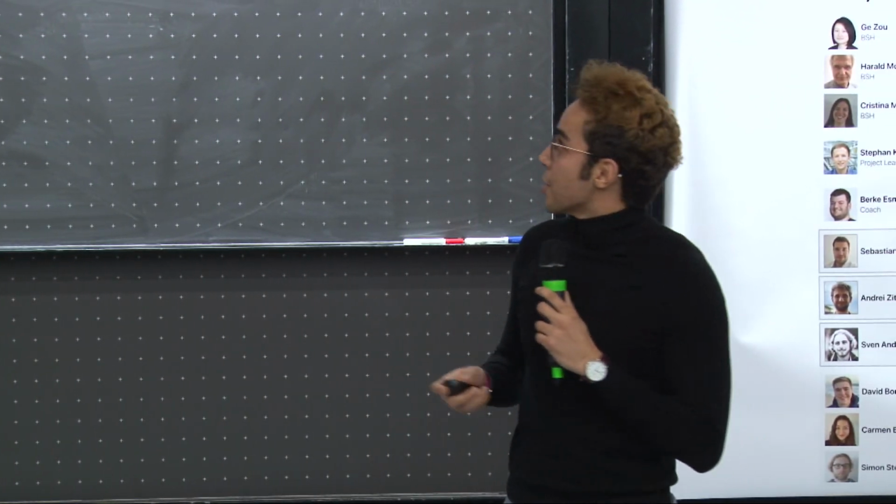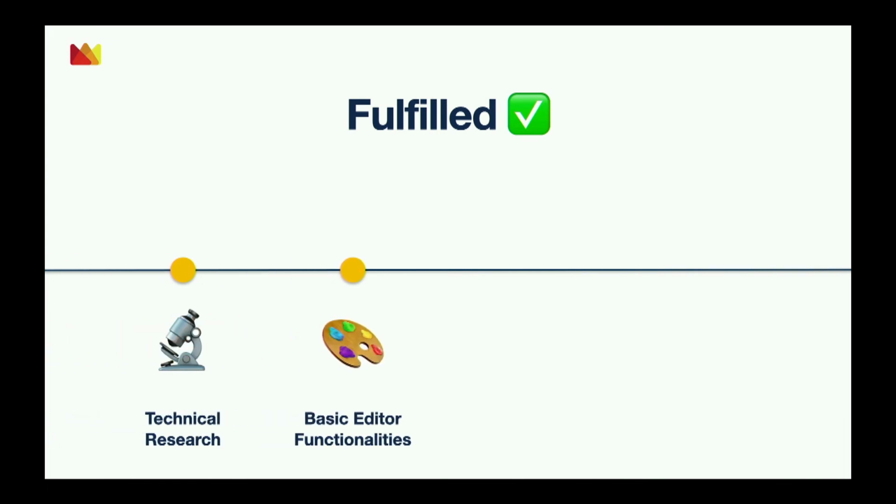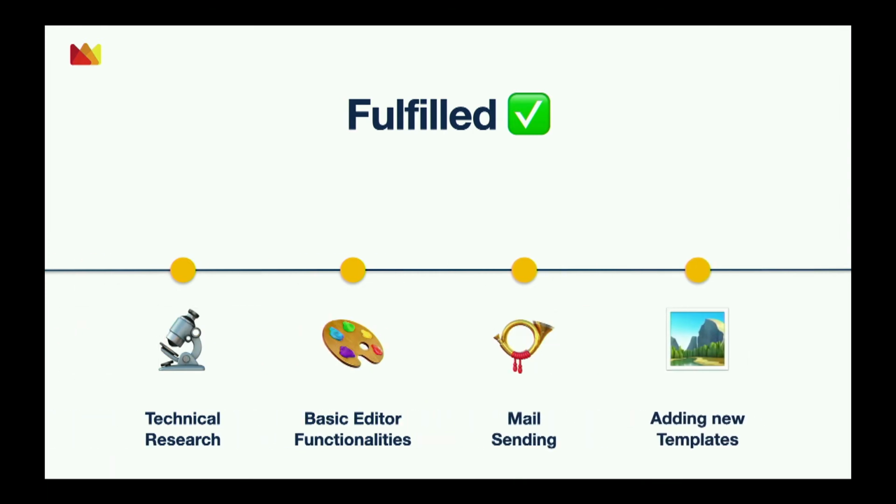So, as we have seen, we have already shown the different features that we have. We are done with the technical research. We now have a working basic editor with functionalities, and we are able to send emails. We have different templates with different colors, different shapes.